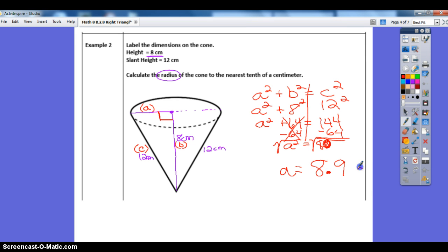8.9 what? Centimeters. Is our what? Radius. So the radius is 8.9 centimeters. What is our diameter? That would be all the way across. 17.9? 17.8 would be your diameter, 8.9 times 2.